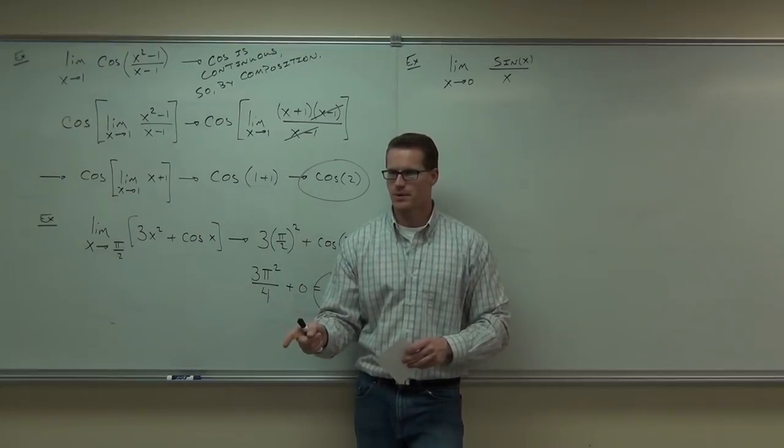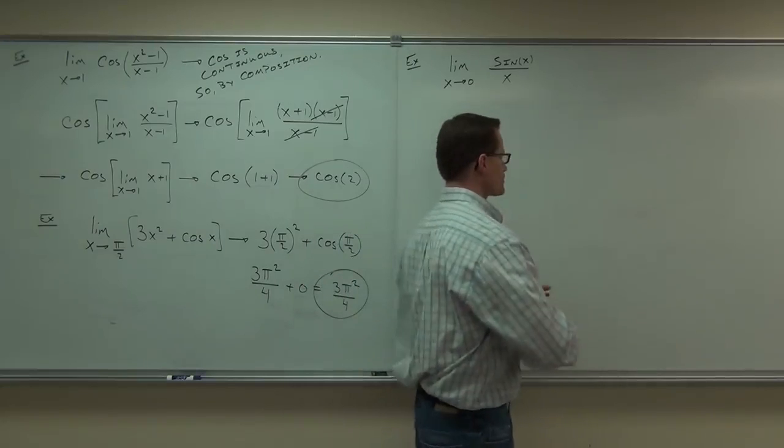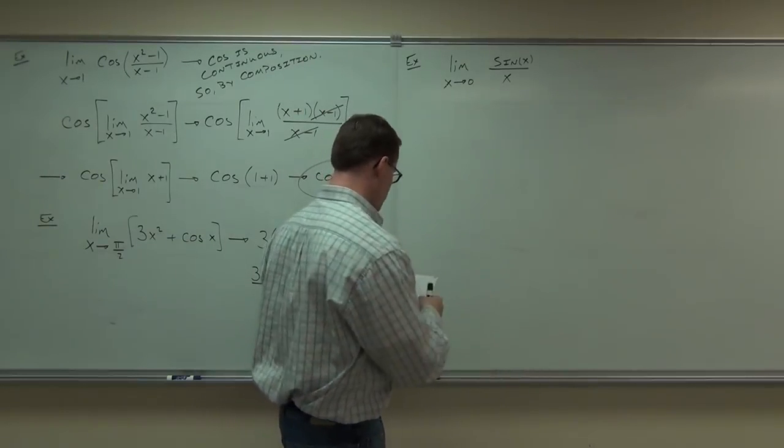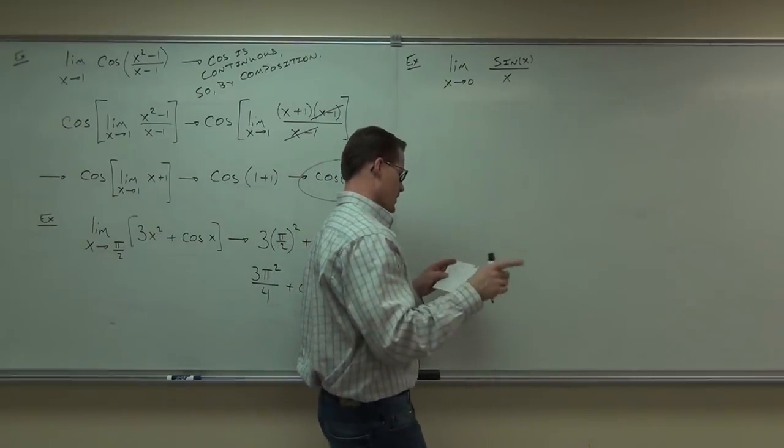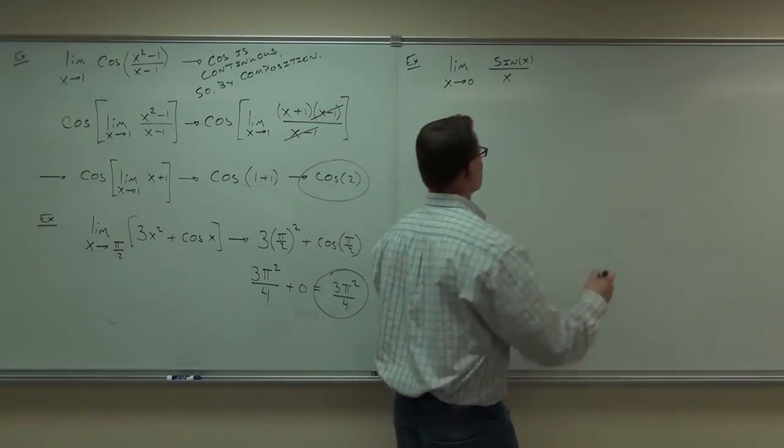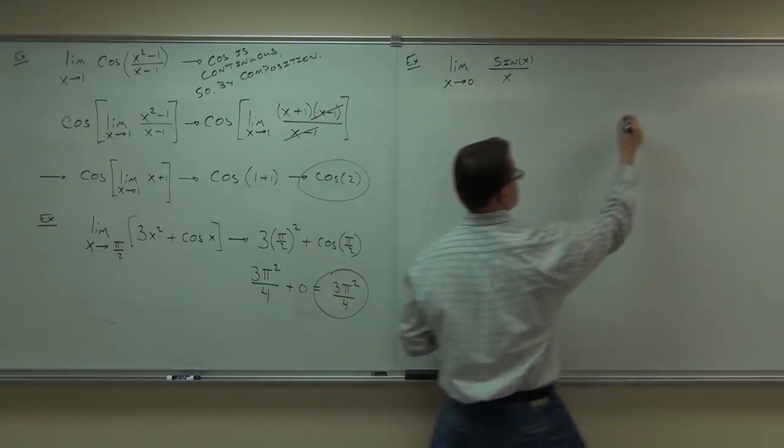You ready to find a way to do it? We're going to use some trigonometry. Here's our idea. First thing we're going to do, oh yeah, we're going to bound this. We're going to make up a triangle. So, let's do it right there.